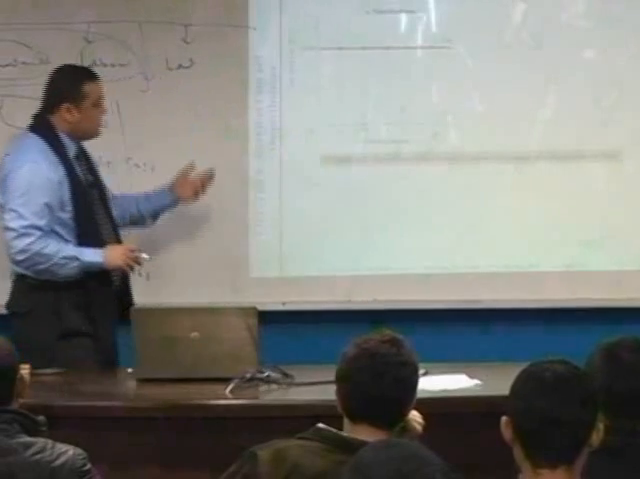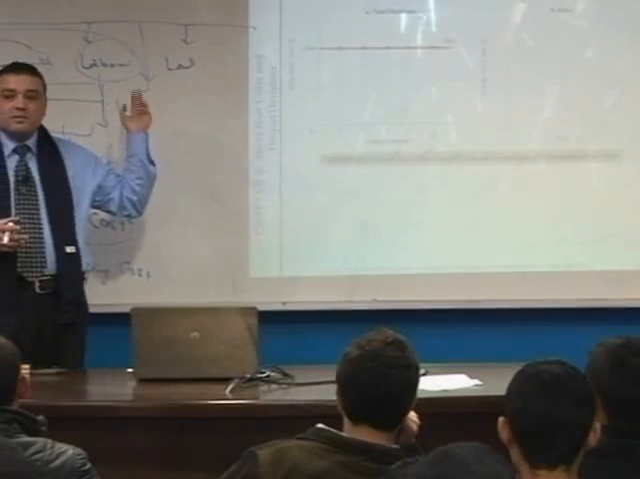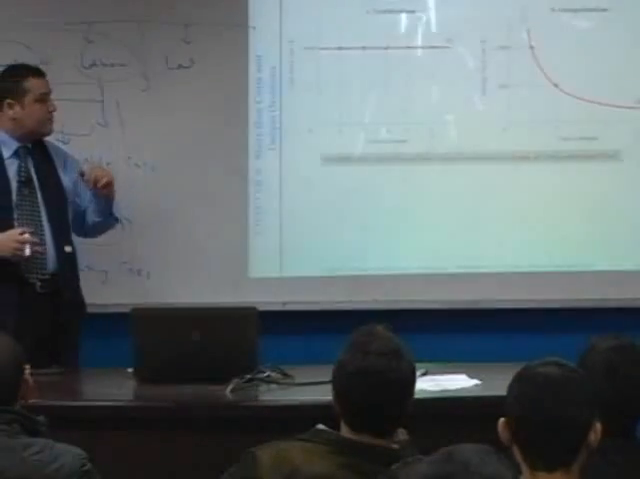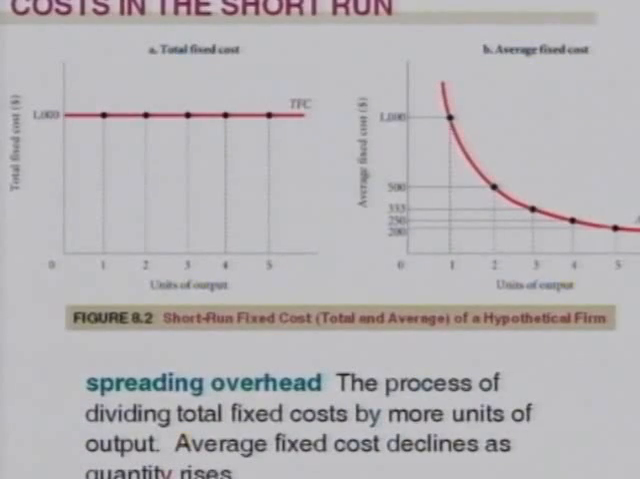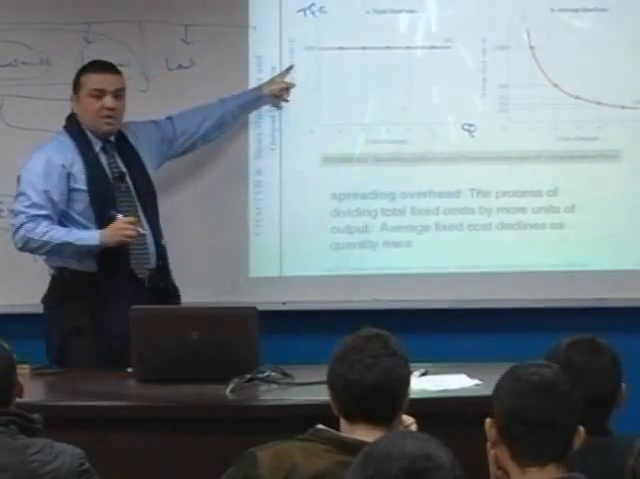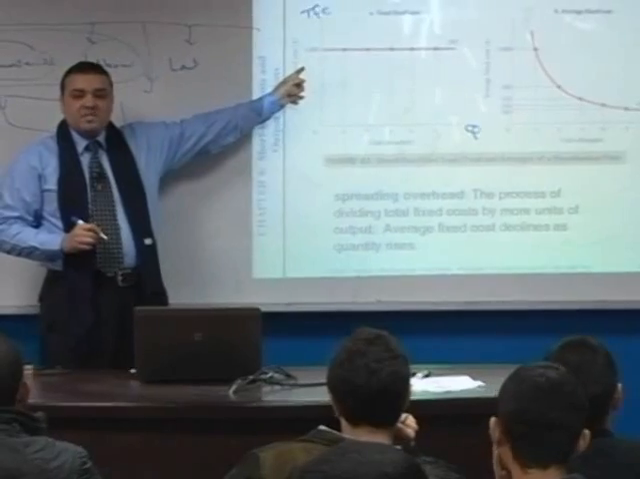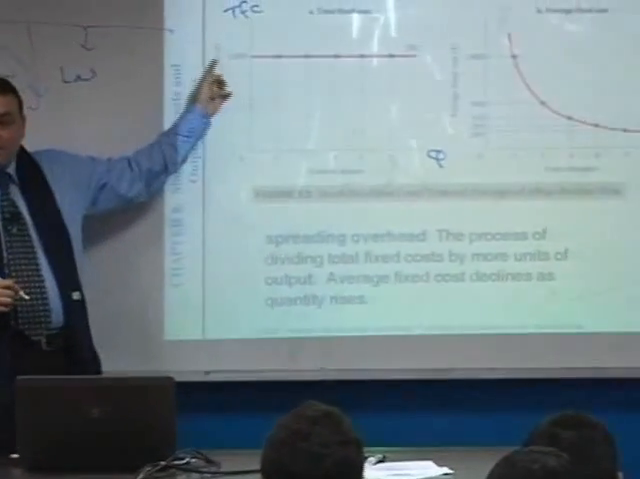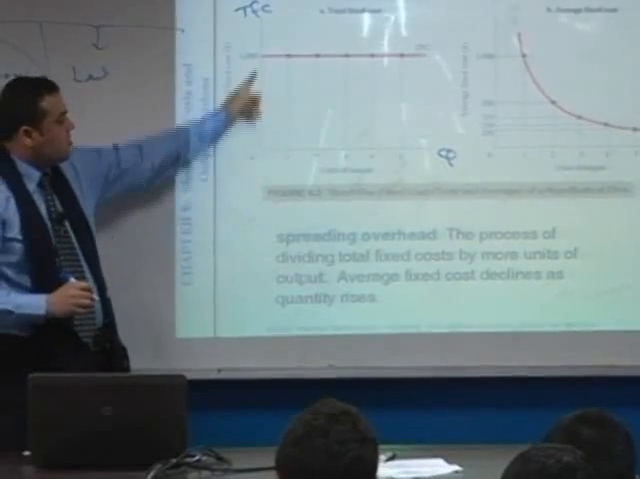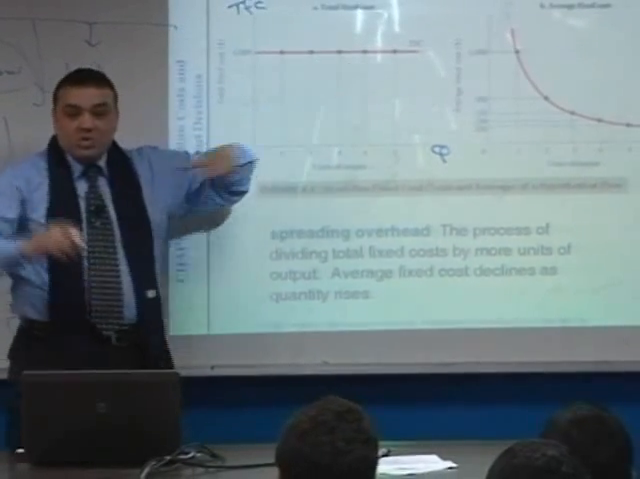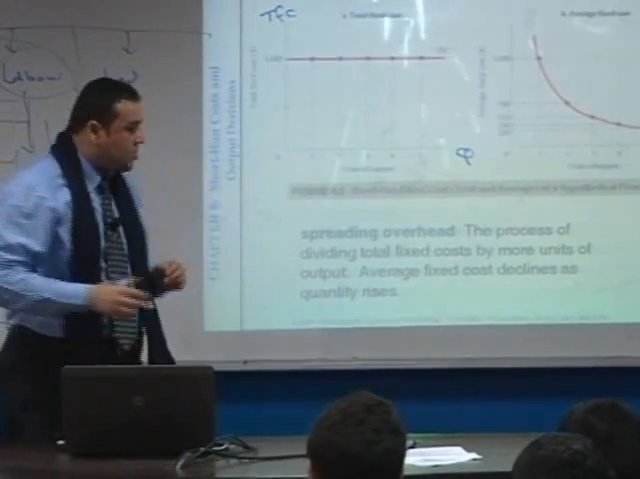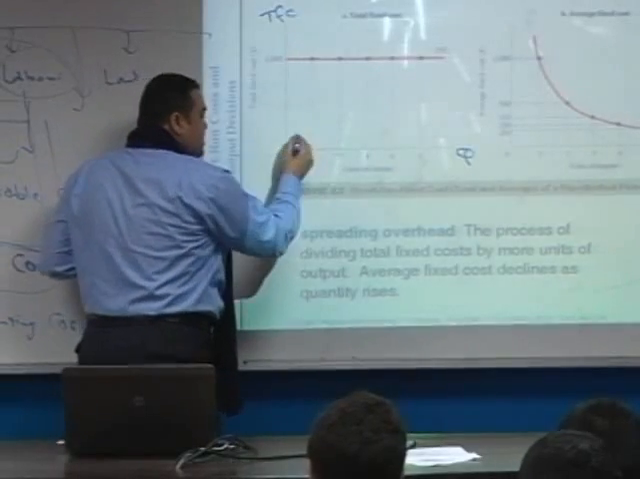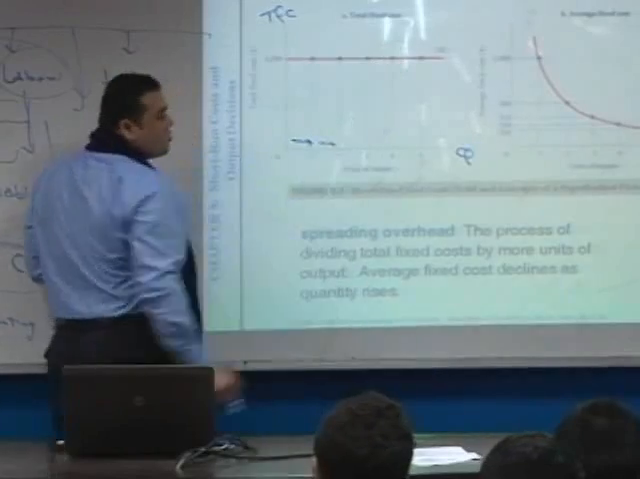So as you see in this diagram, this is the total fixed cost, and this is the quantity. In our example, the total fixed cost equals $1,000, right? At quantity 0, 1, 2, 3, 4. So the total fixed cost would be a horizontal line, right? So as you see, when the quantity increases, there is no change in the total fixed cost.